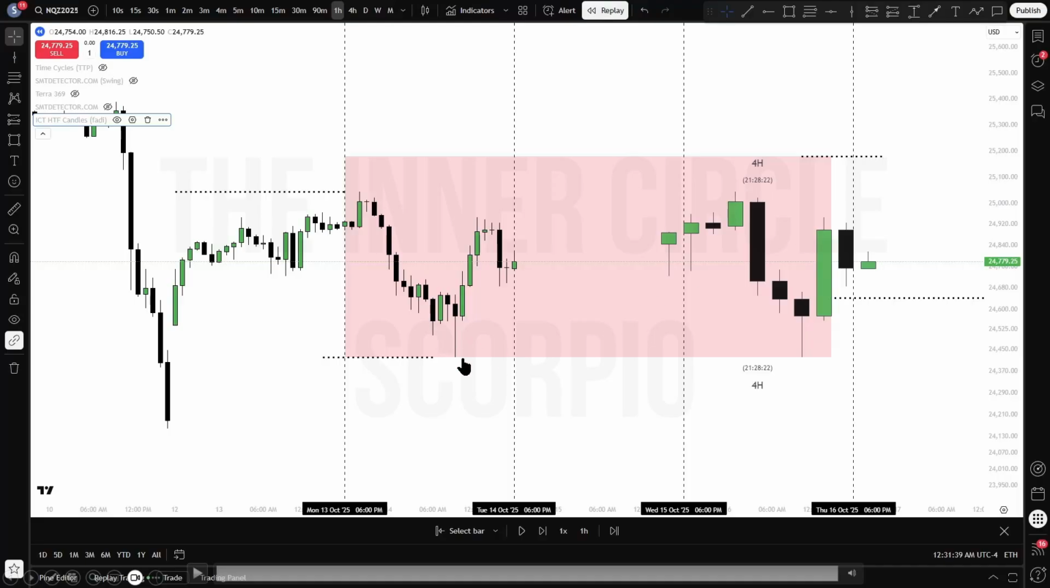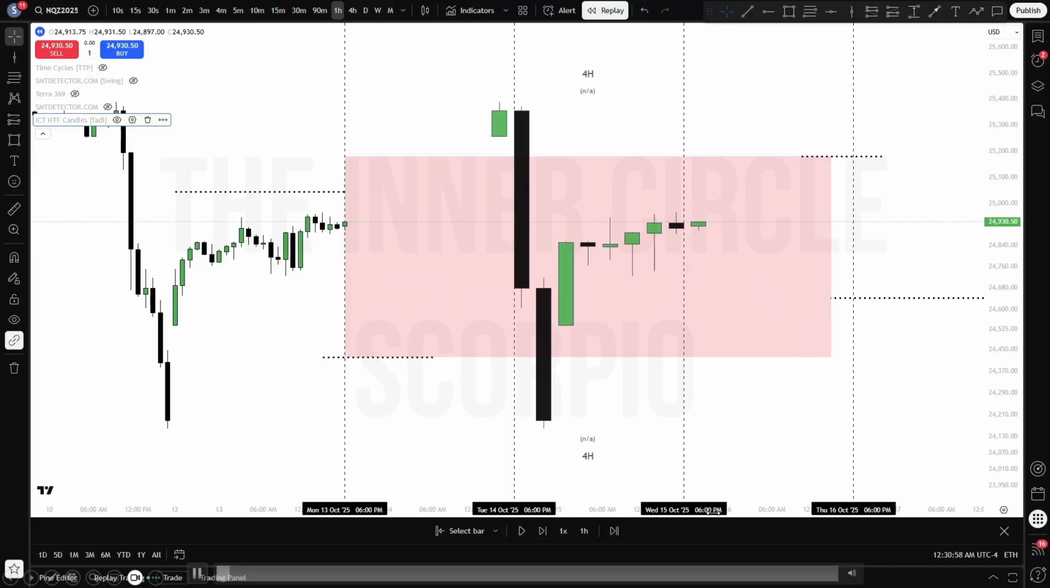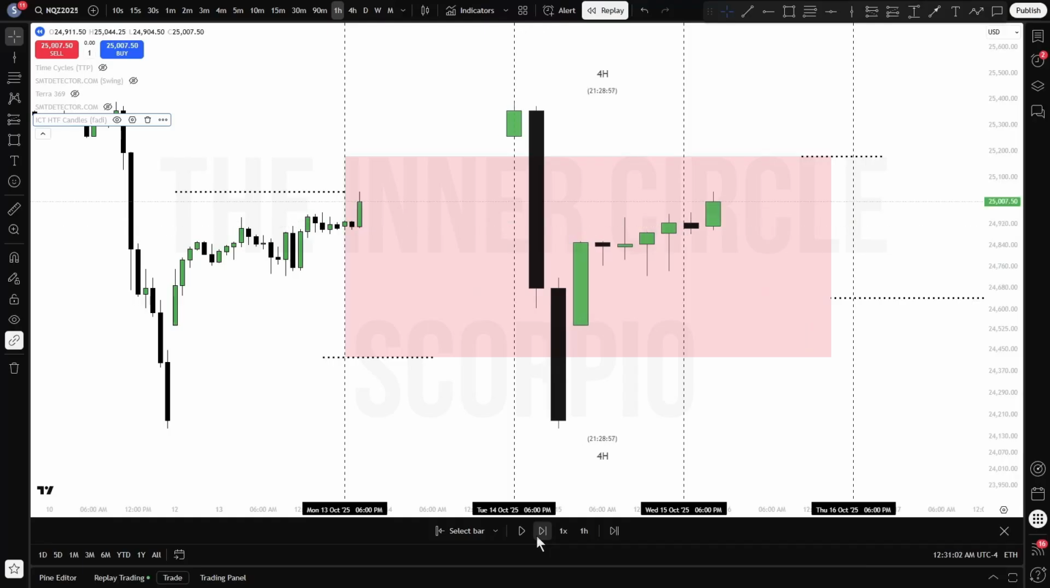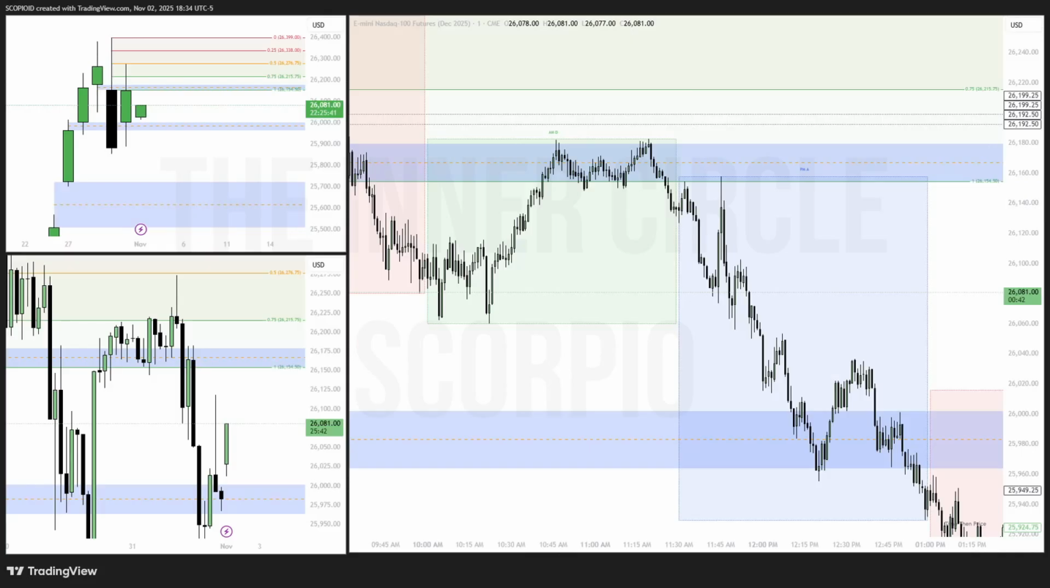So what will be our draw from here? This 4 hour fair value gap, or you can look at the 1 hour, and you also have a 1 hour fair value gap, right? So you can frame your trade from here to over here. Now let's take an example. Let me replay that again.